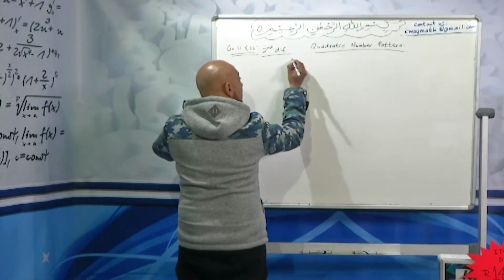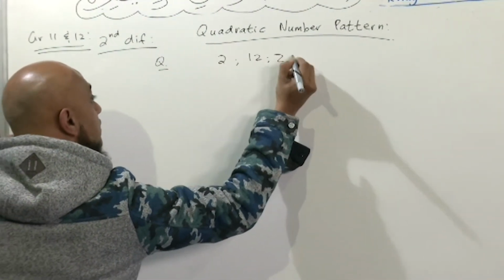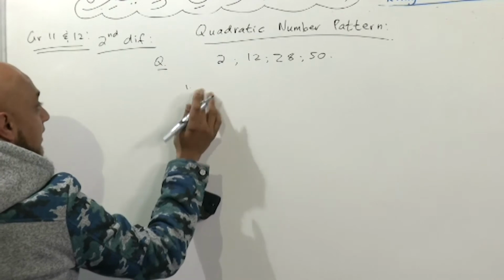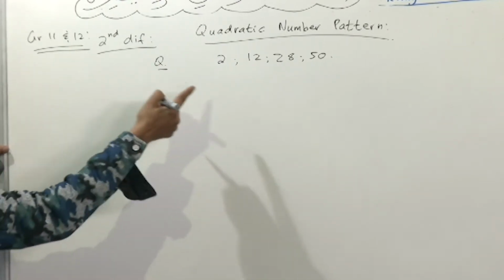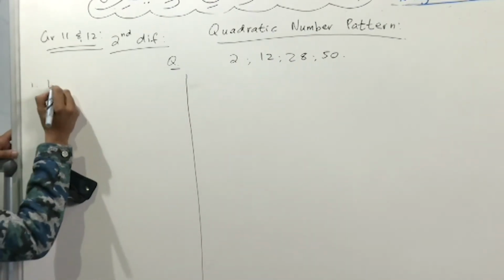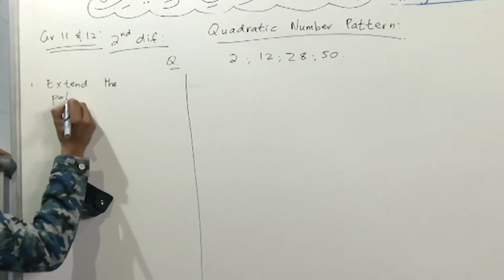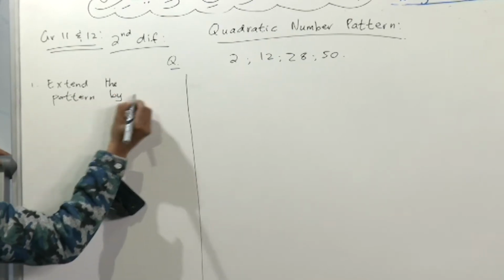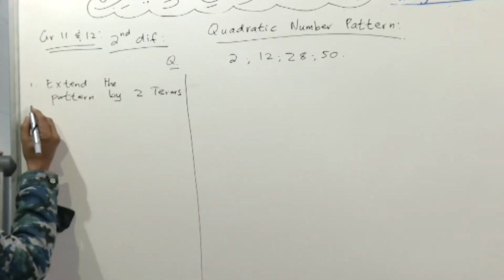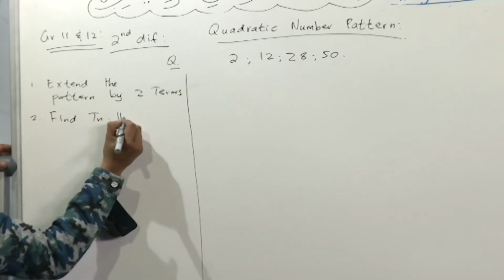The question that will appear in the exam is that you are given a number pattern: 2, 12, 28, 50. Question number 1. Let's put the questions here on the side and we'll do the calculations on the right. The question that will appear is: extend the pattern by 2 terms, if the pattern continues in a consistent manner. Number 2: find Tn, the general expression.